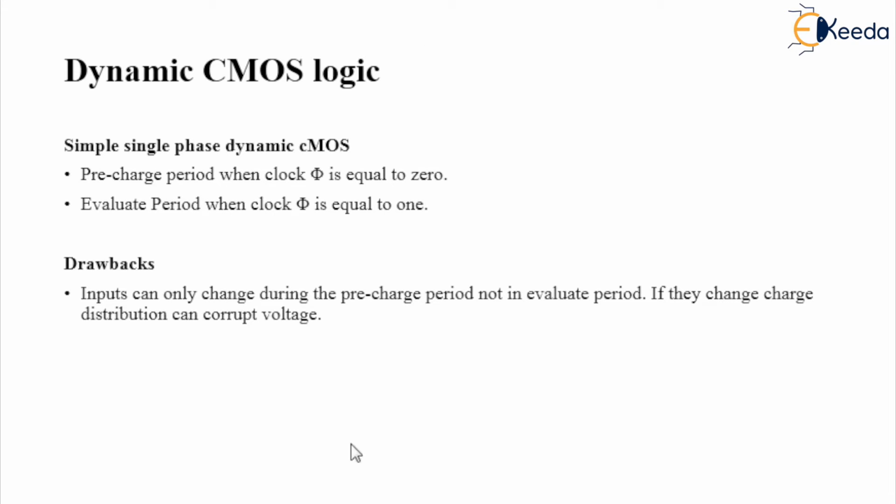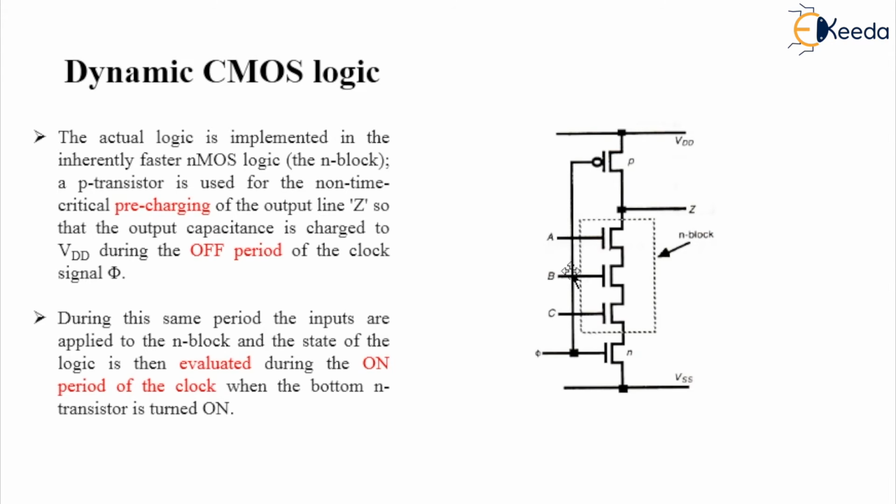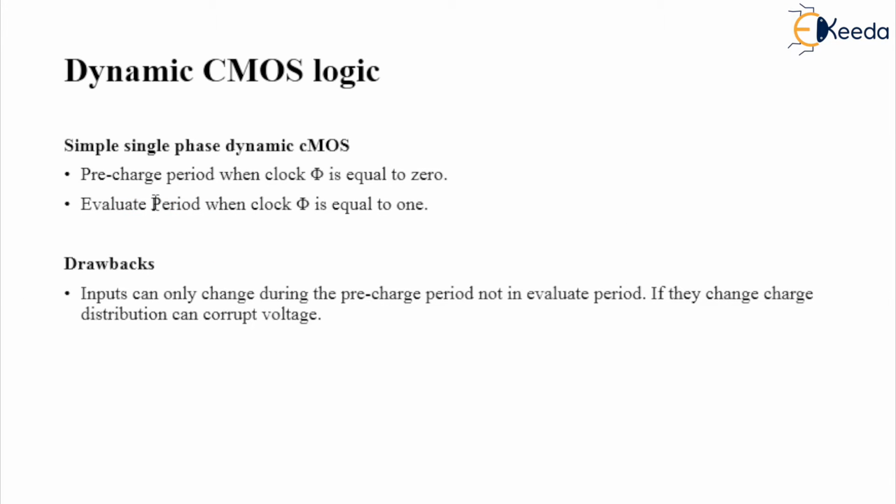Going to the drawback, the inputs can change only during the pre-charge period. Pre-charge period means when pi is equal to 0. So we can change only during the pre-charge period, not in the evaluation period. When you change the input in the evaluation period, definitely the output will be a corrupted one. So that is the main drawback of this dynamic CMOS logic, right?